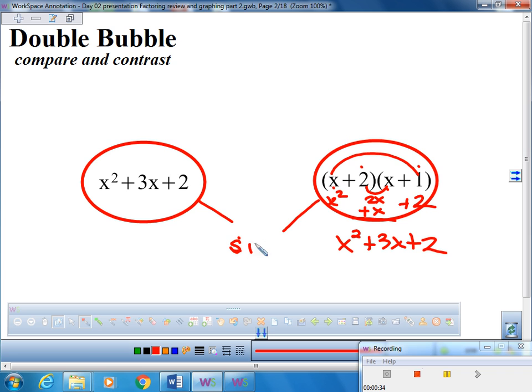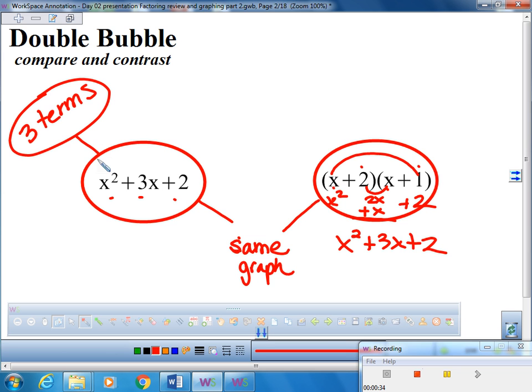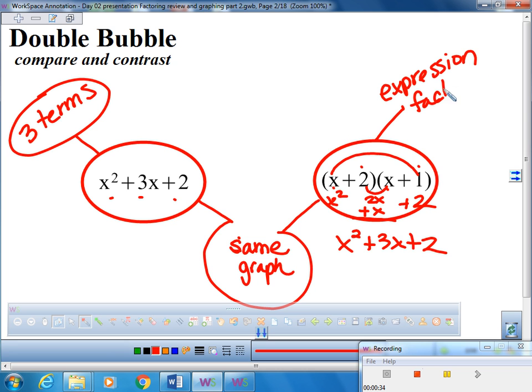They are the same, I guess you should say, same graph. They're the same graph, but they're not the same equation. This, right here, I shouldn't say equation, expression. This is an expression with 3 terms. This one has 3 terms. This is an expression with factors. So this is factored.